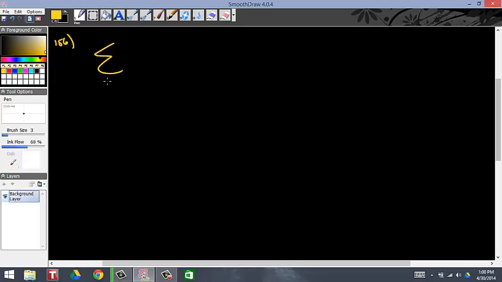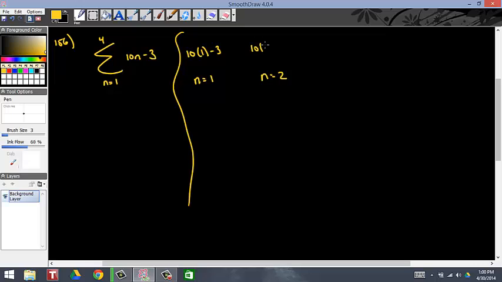So we got sigma here. Remember, sigma means summation. Now, when it comes to the summation, it's telling you to write out the terms individually. Luckily, they don't give us that many. So you literally have to start at n equals 1. When n equals 1, you have 10 times 1 minus 3. When n equals 2, you have 10 times 2 minus 3. When n equals 3, you have 10 times 3 minus 3. And when n equals 4, you have 10 times 4 minus 3.